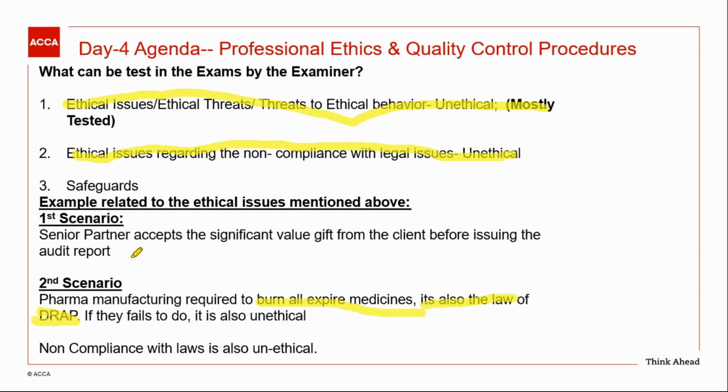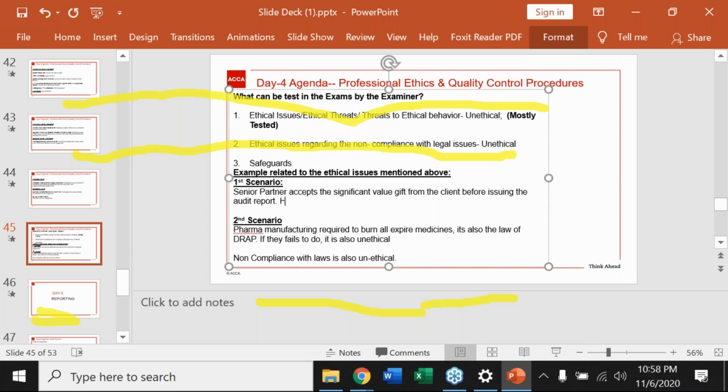So the first scenario relates to the threats which we discussed in the last slides. It is not dealing with laws and regulations. Here the decision is upon the auditor. Here the decision is based upon the auditor's or audit firm's moral values.